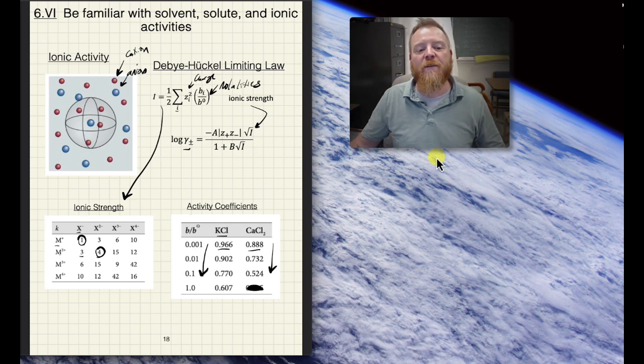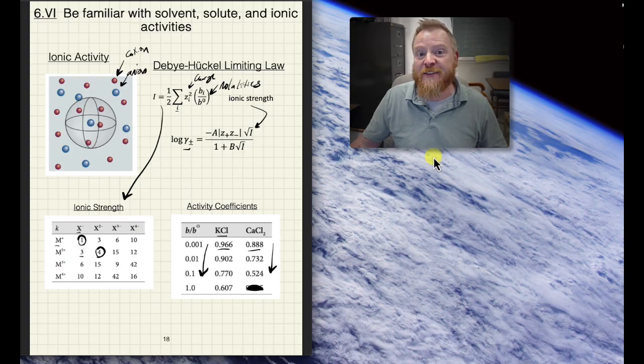Okay, we'll see more of this activity business in equilibrium. Activity is used ad nauseam in the discussion of chemical equilibrium.